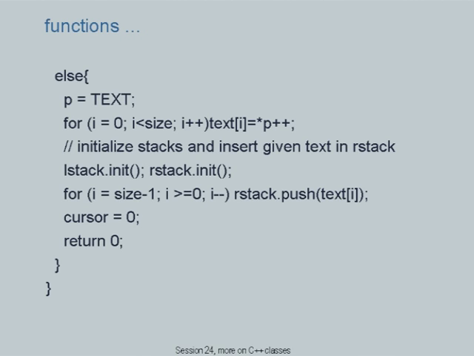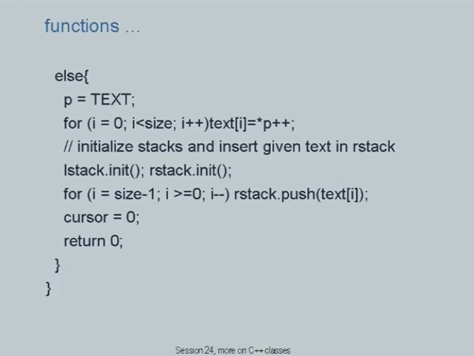And after initializing these two, since I assume that the initial text is such that the cursor is at the beginning of that text, therefore I have to push all the characters onto the right stack. And that is what I am doing here. For i equal to size minus 1 to i greater than or equal to 0, I do rstack.push(text[i]). So if I have characters A, B, C, D, I want to push D at the bottom, then C, then B, then A. And that is why I push it in the reverse direction. So I take the last character of text and push it first.